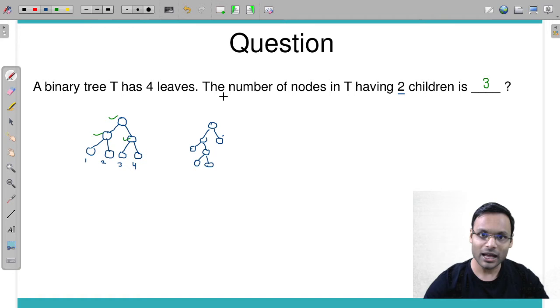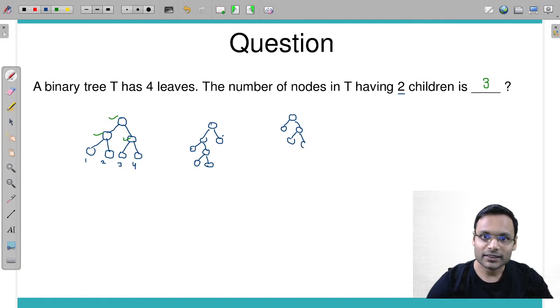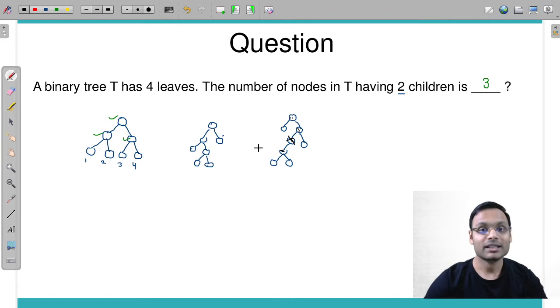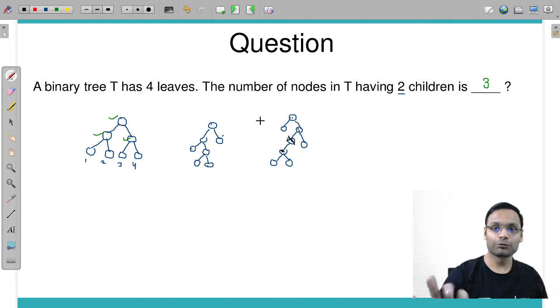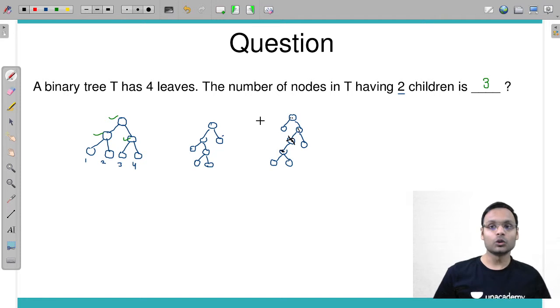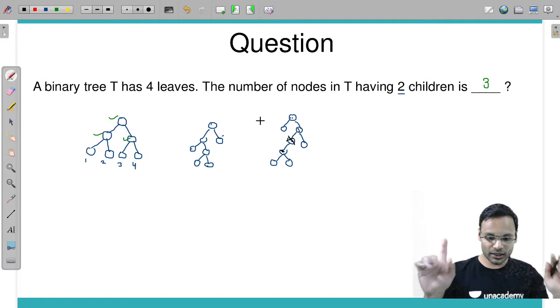Okay, I will give you another option. Don't worry. Let me solve it. 1, 2, 3, 4. How many nodes are having 2 children? This one, and this one. Sorry, not this one, this one. So this is not having 2 children. Fine, but 1, 2, 3. Still my answer is 3. 4 leaf nodes, 3 nodes with 2 children. Clear?